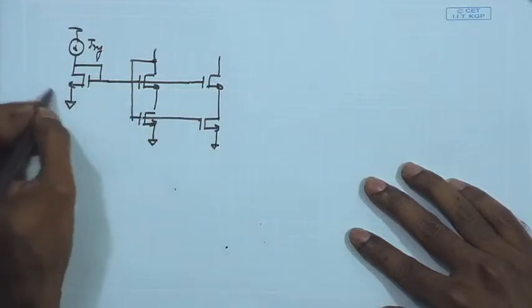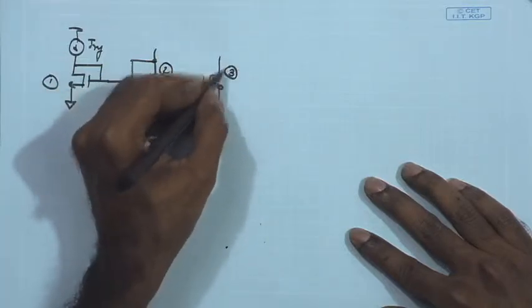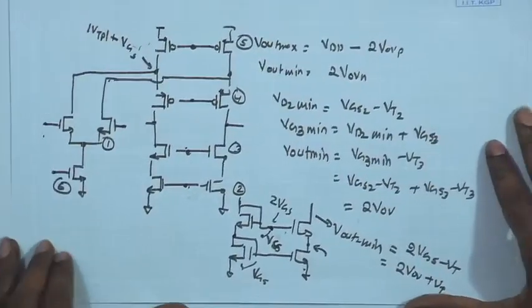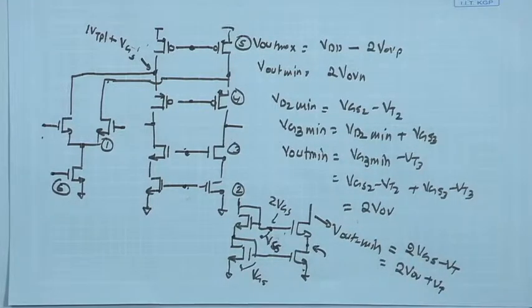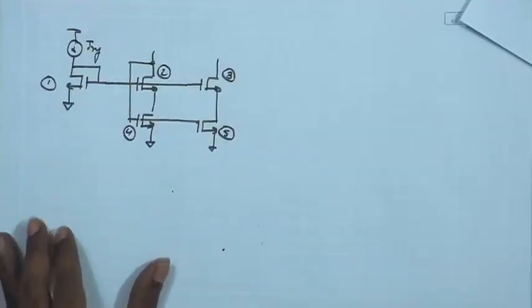You call this, say, M1, M2, 3, 4 and 5. Any question before we proceed further? You can let me know before we go for the alternate biasing scheme. Right.